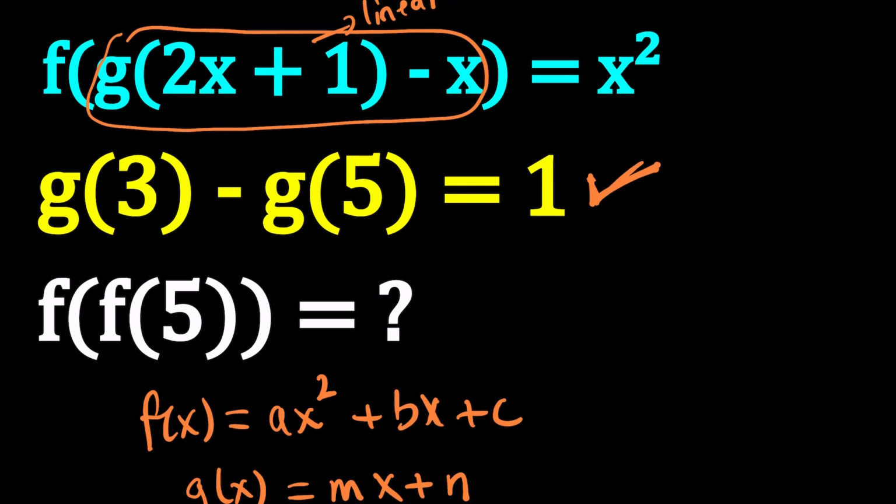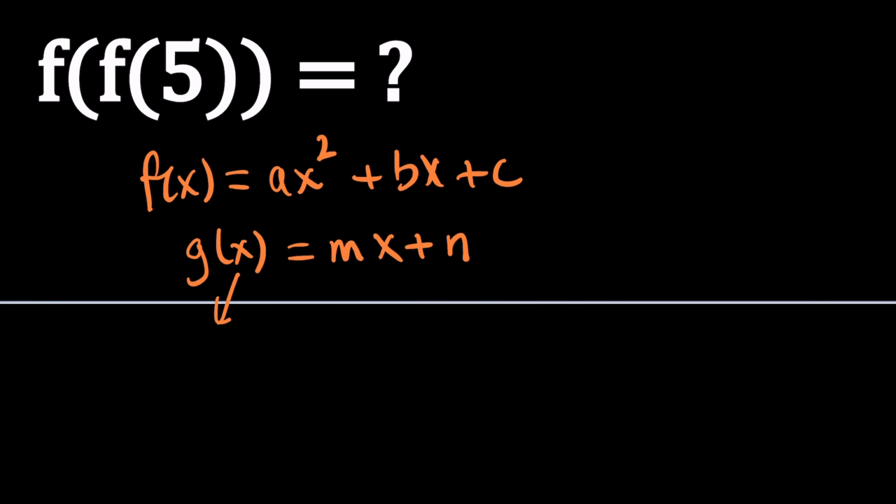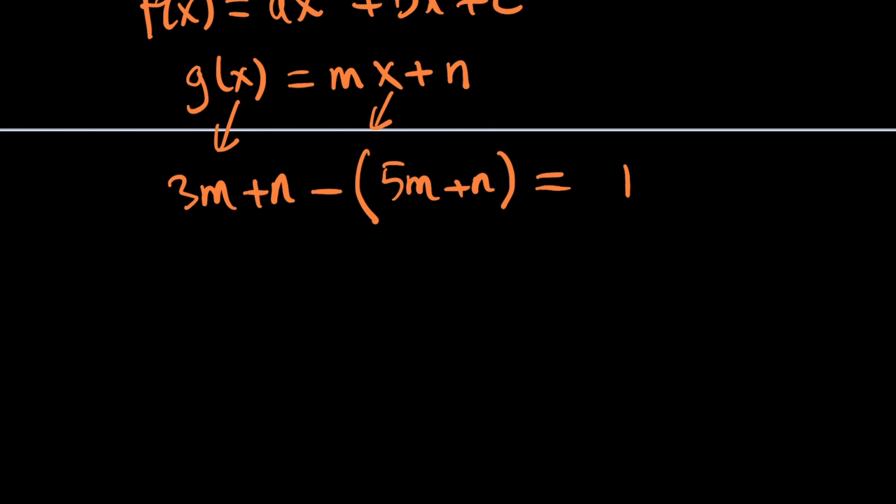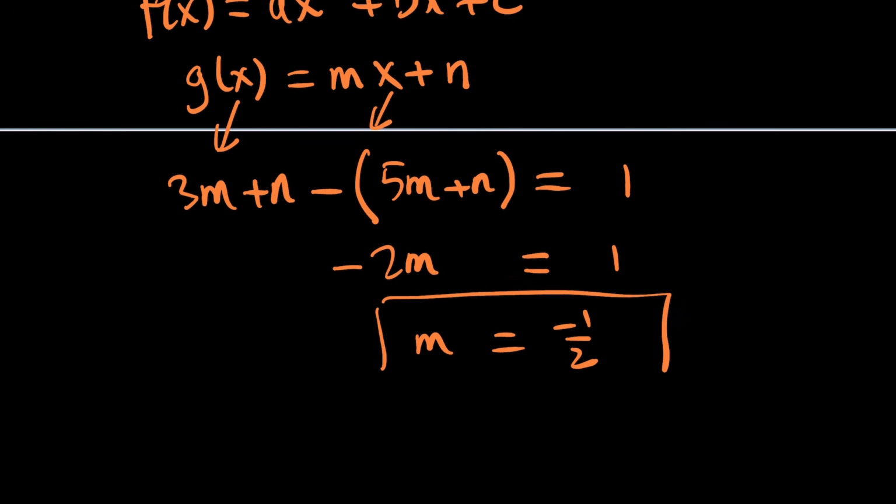G of 3 minus g of 5 is 1 because it's given. What is g of 3? You replace x with 3, right? So g of 3 becomes 3m plus n. What is g of 5? G of 5, you replace x with 5, you get 5m plus n. And this difference is equal to 1. It's given, right? And what happens here is n cancels out. Beautiful. That gives us negative 2m equals 1, and m equals negative 1/2. This didn't give us the value of n, but that's okay. We partially solved it. At least we know what m is. Hopefully we can find n, or if we can't, we can still use it.